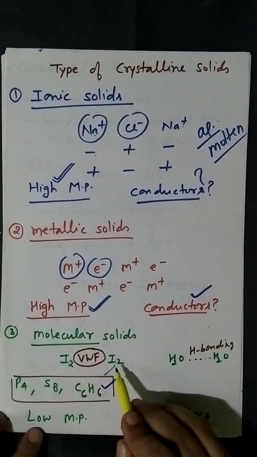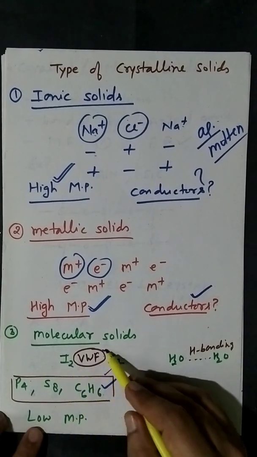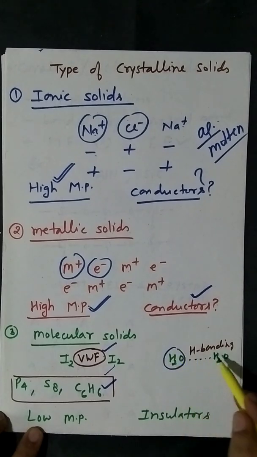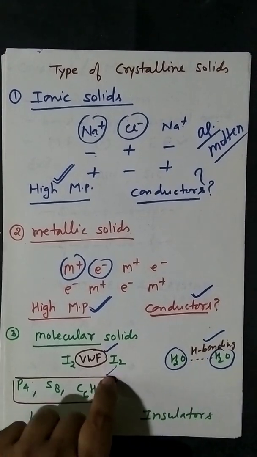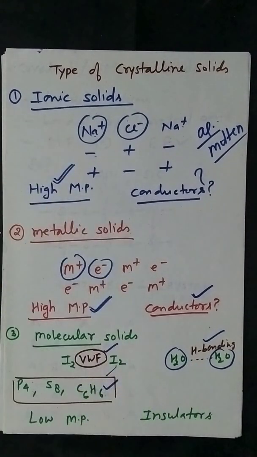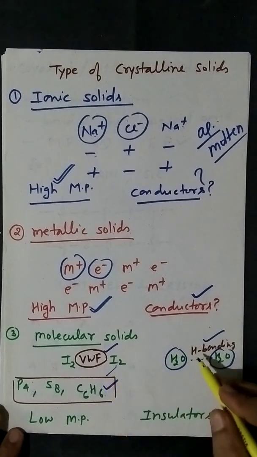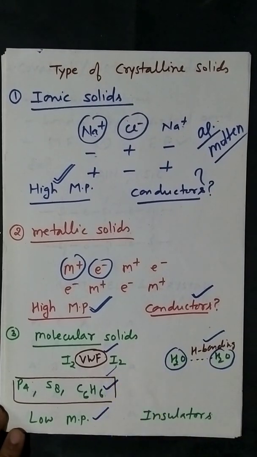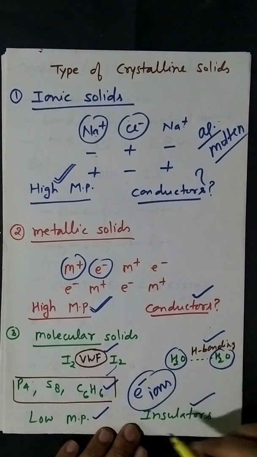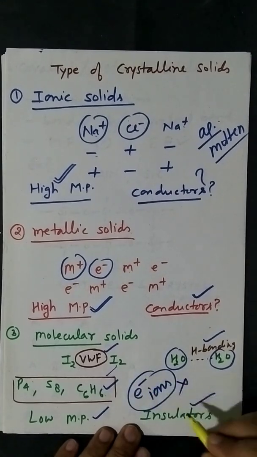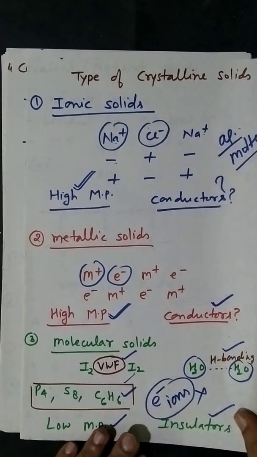Now generally they have van der Waals force, like I2 and I2 have van der Waals force, and between water molecules we know that it is hydrogen bond. Both van der Waals force as well as hydrogen bond are much weaker as compared to metallic bond or ionic bond, and therefore they have comparatively low melting and boiling point. And we also know that they are insulators of electricity. They neither have electrons nor have ions for conduction, and therefore they are insulators of electricity.